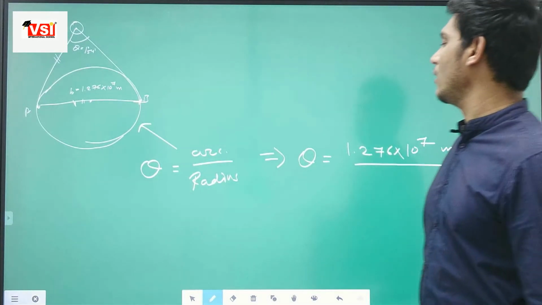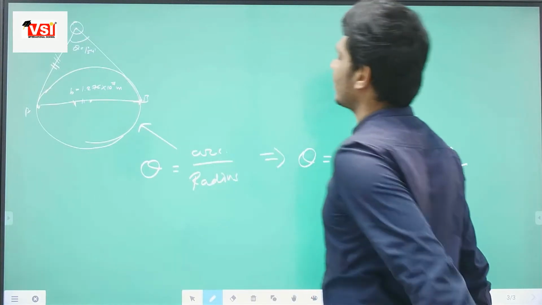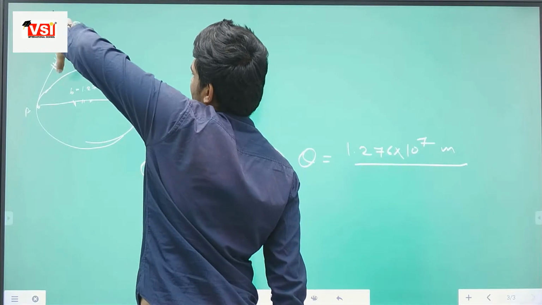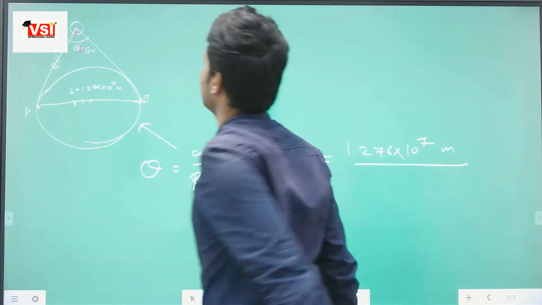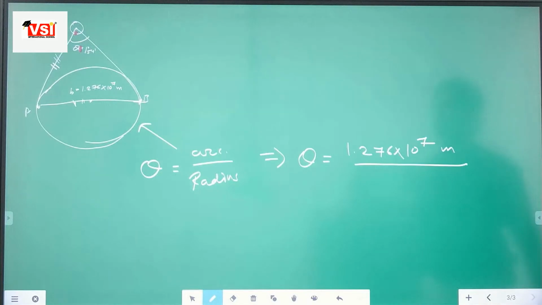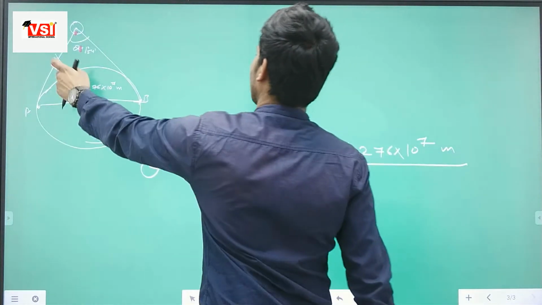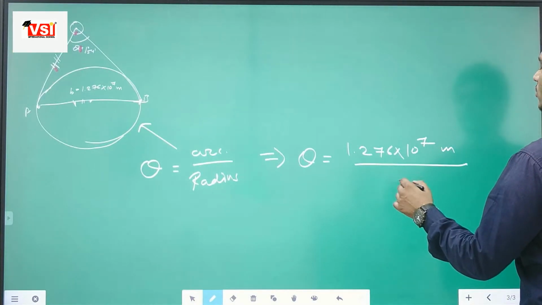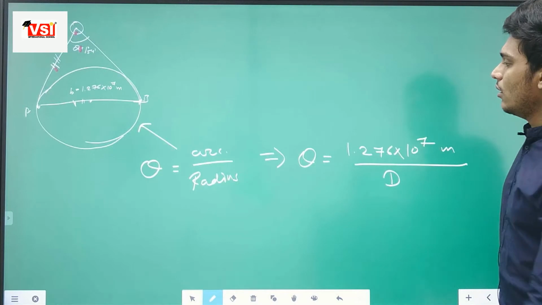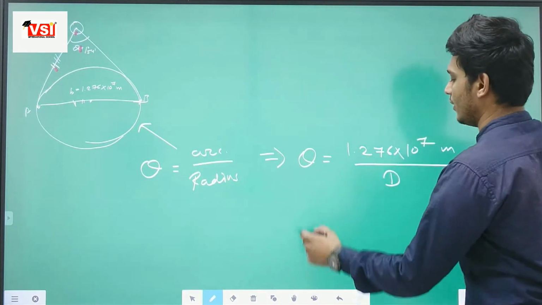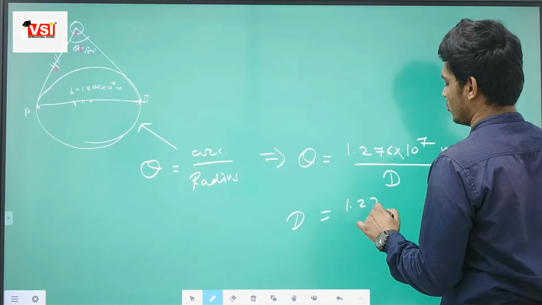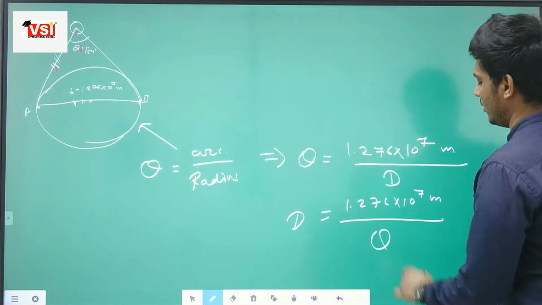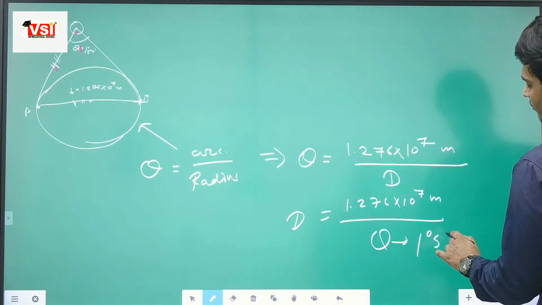divided by radius. This one is considered as the radius, because if we consider this one as an arc and we make an arc by taking the center as the center of the moon, we are going to get that this one is the radius. This one is the radius, and this value is what we have to find out, the distance d. Okay, so d could be written as d is equal to 1.276 into 10 raised to power 7 meter divided by theta, and theta is given as 1 degree and 54 minute.